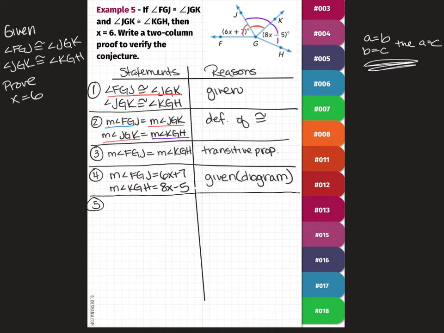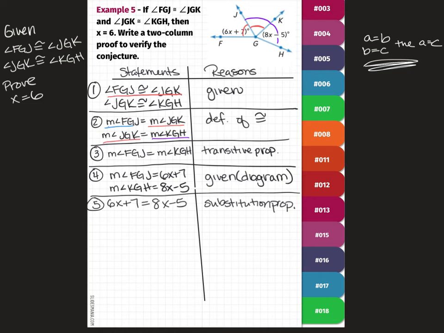My next step is I'm going to say that 6x plus 7 is equal to 8x minus 5, and that I'm using the substitution property. And I can use this substitution property because I am substituting this 6x plus 7 in place of the FGJ that's here. And I'm substituting this 8x minus 5 in place of this KGH that is here. Okay, so now I need to solve my equation.